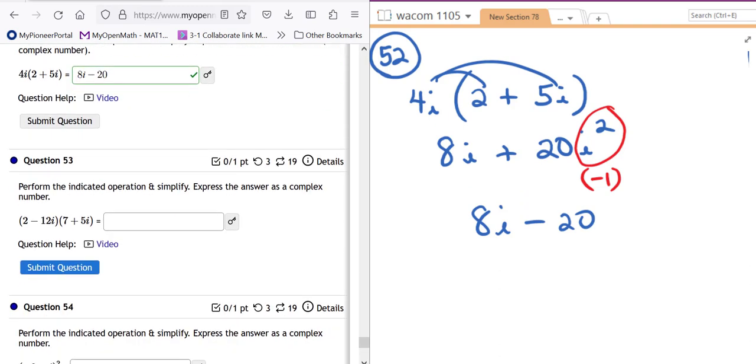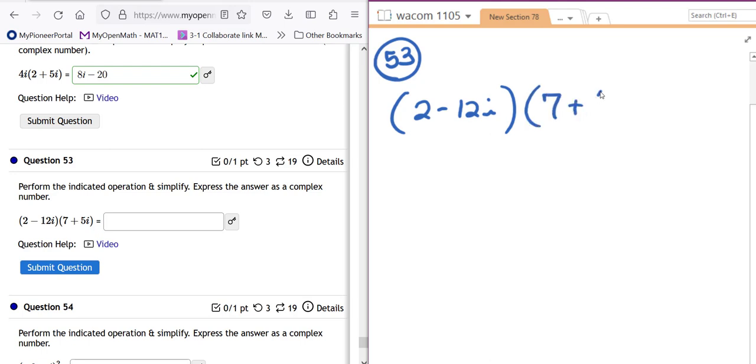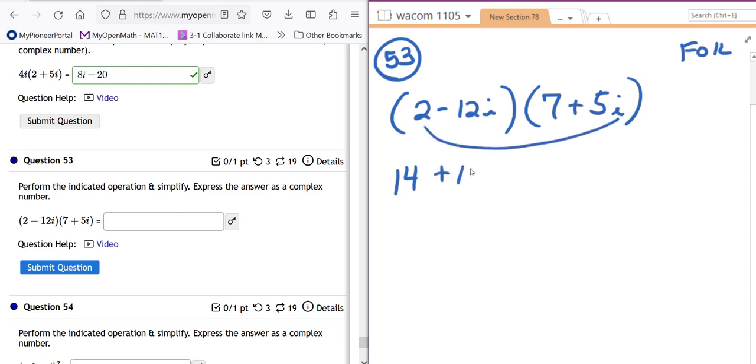All right, 53 is going to be a FOIL problem. You see two binomials there. All right, so 2 minus 12i and 7 plus 5i. So that says do FOIL. All right, first terms, 2 times 7 is 14. Outside will be 10i.